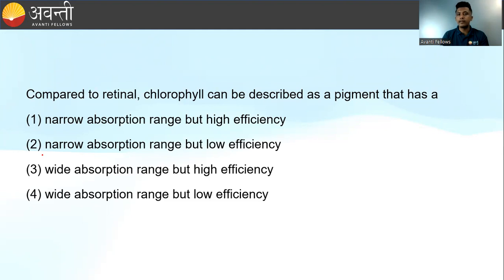Here, it absorbs this energy with very high efficiency. We know that 680 and 700 nanometer light is absorbed by our chlorophyll pigments, whereas retinal does not do that. It has a broad spectrum, but it does not have the efficiency. Chlorophyll has a narrow absorption range but very high efficiency. That is why it is a very ideal photosynthetic pigment.